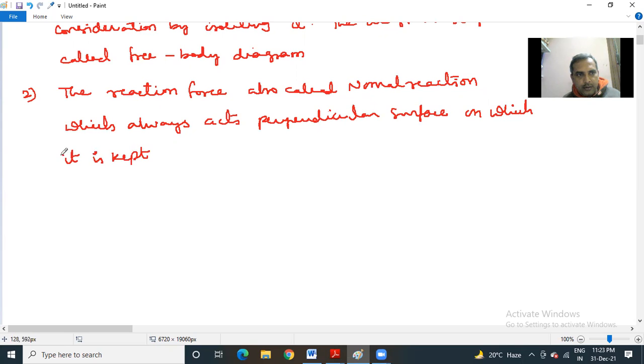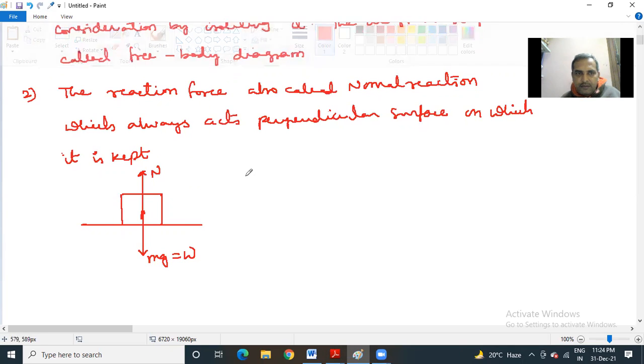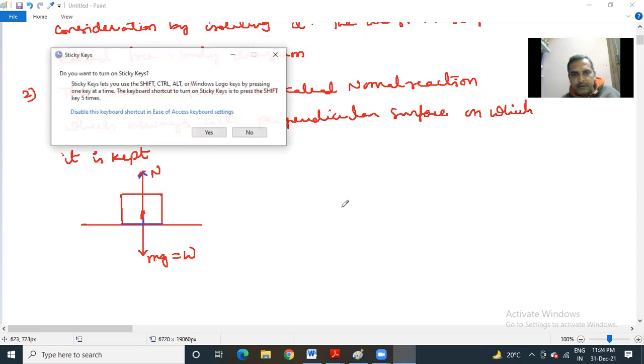For example, suppose let us say this is a surface. When a body is placed on the surface, its weight acts vertically downwards towards the center of the earth. Let us say mg is the weight. Against the weight, the reaction, you can call it a normal reaction, acts perpendicular. So this is the surface of contact. Perpendicular to the surface of contact, you can call it the normal reaction.